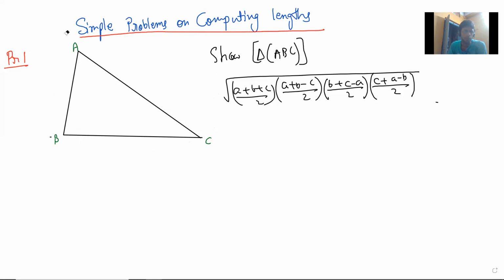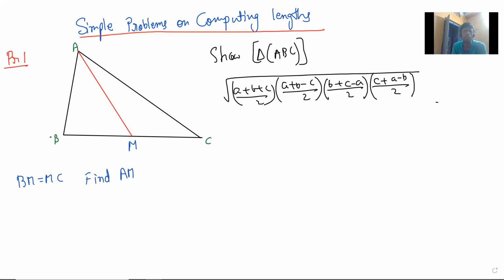So that was about the altitude. Now, naturally, the next question is to find the length of the median. This is again going to be very important, though maybe a little less important than the altitude. So BM equal to MC, find AM.